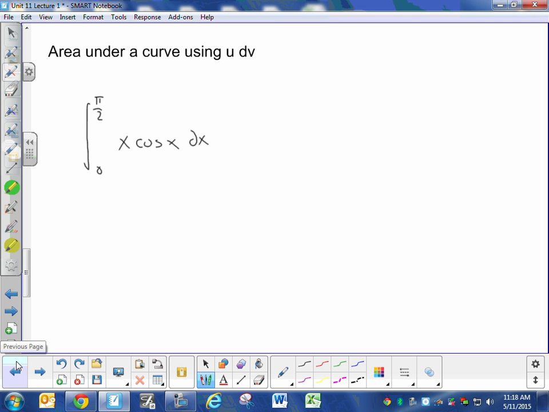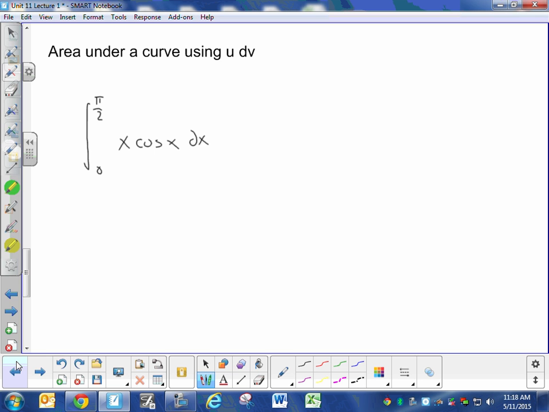Yeah, don't use it with logs. It's really if you have x to a power and then either cos or a trig function or e to the x, and you know you have to take the derivative of this x all the way down till it gets to 0, use the table. But for others, I would not use the table.